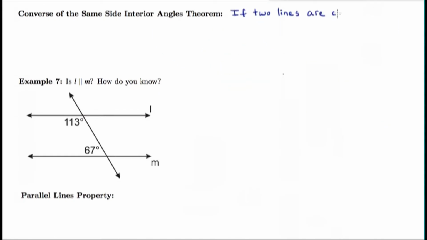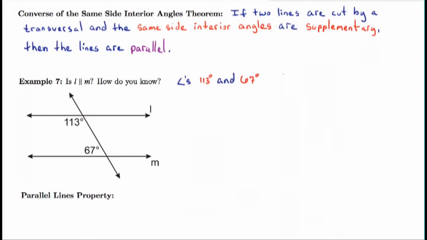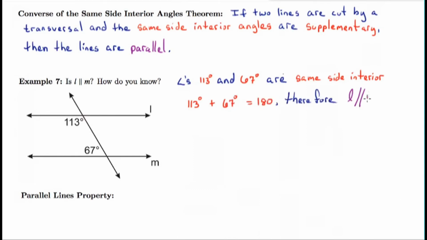Converse of the same side interior angles theorem. If two lines are cut by a transversal and the same side interior angles are supplementary, then the lines are parallel. Example 7. Is L parallel to M? How do you know? So angles 113 and 67 are same side interior angles, and they add up to be 180 degrees. Therefore, L is parallel to M because of the converse of the same side interior angles theorem.